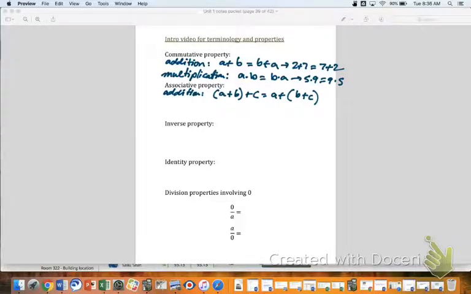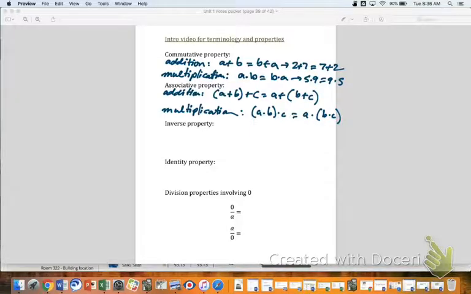The same does not hold true with subtraction. The associative property of multiplication is this. Parentheses A times B times C is equal to A times parentheses B times C. So once again, we're choosing to associate or group specific groups of numbers together, and it's okay to do that with multiplication. It is not okay to do that with division. Maybe you're noticing a trend here. These properties don't really apply to subtraction or division.